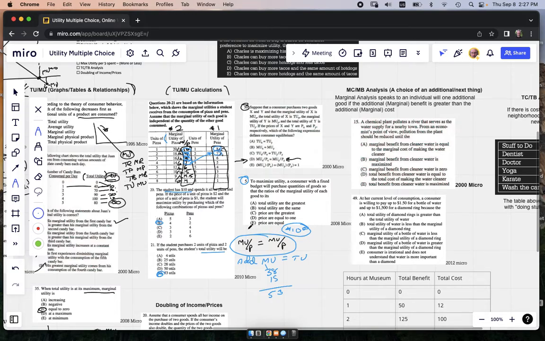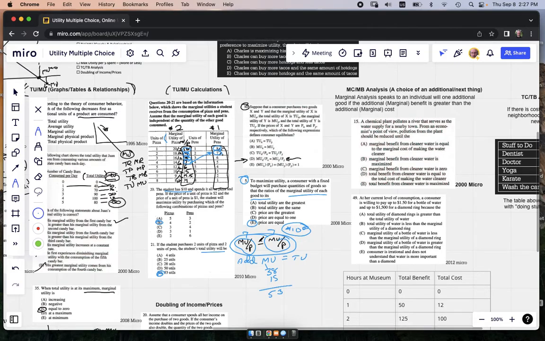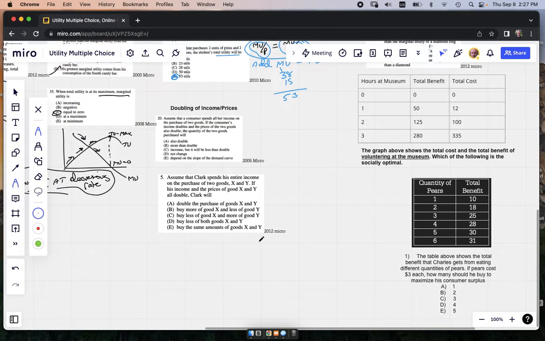So these two are going to equal: the marginal utility of each good to its price is equal. We ended up with 7 there and 7 there for pizzas and pens. Make sure we understand how they're asking this question. They're tricky the way they're asking that. All right, and let's look at a couple of these questions.